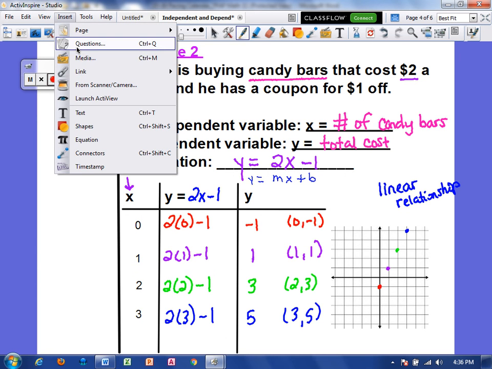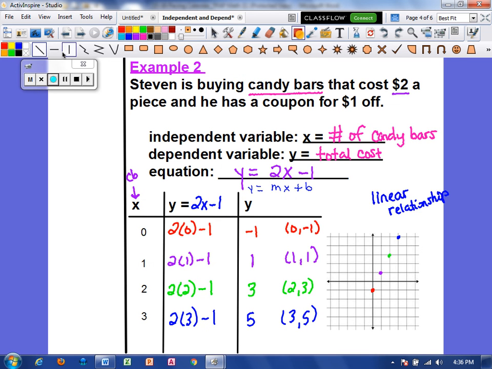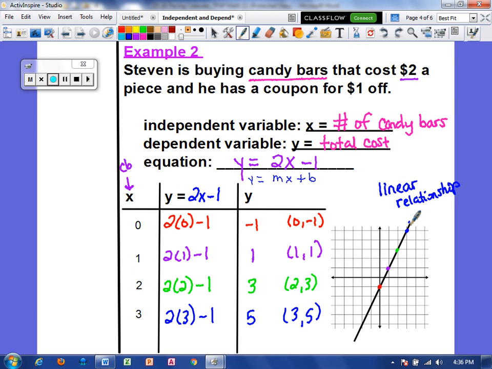Now what I'm going to do is use a straight line to connect those points. And I'm going to put arrows on each end because numbers are infinite, therefore the numbers on a graph are infinite, and this line would also be infinite.